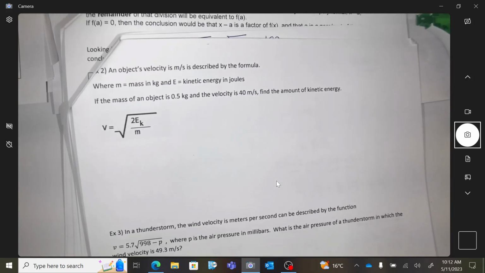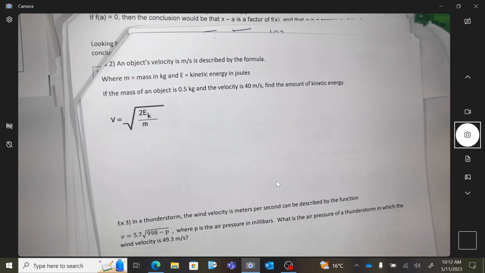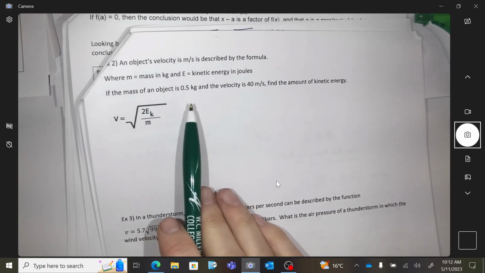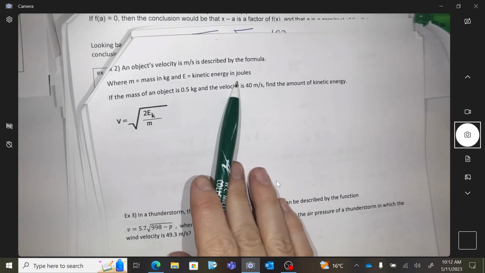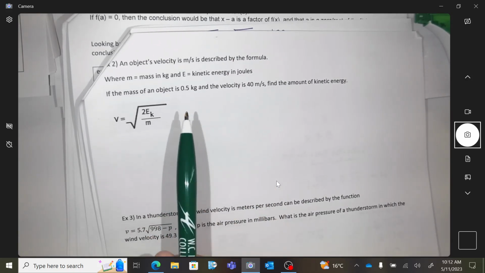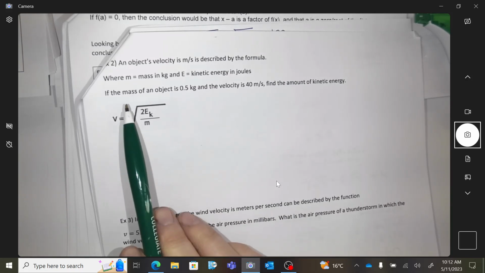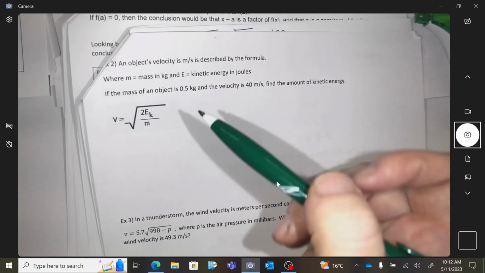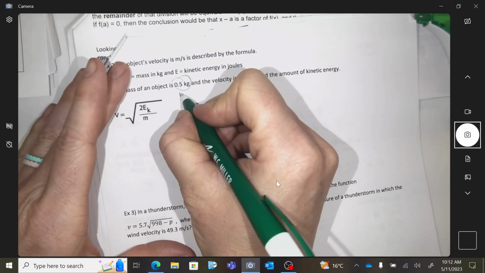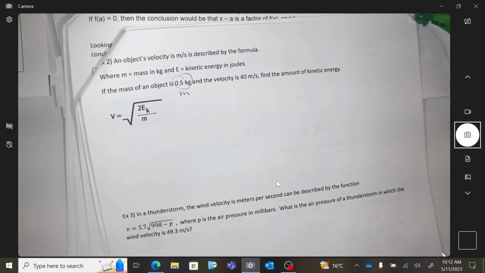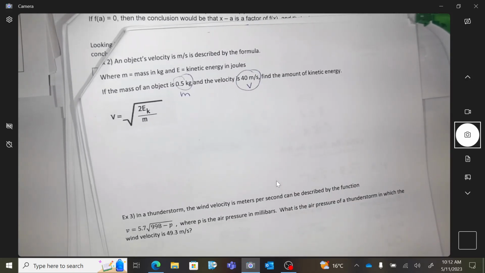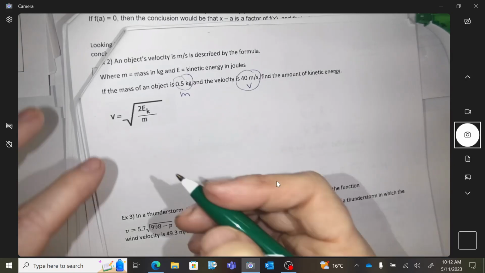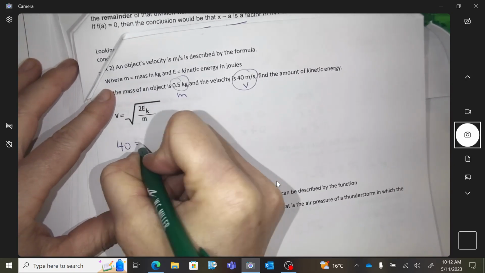Okay, we have a velocity equation, and we have m is the mass, the EK is the kinetic energy. Okay, so the mass of the object is 0.5, so this needs to go in place of the m, and there's a velocity, so that needs to get replaced with a v. So can you make those replacements?